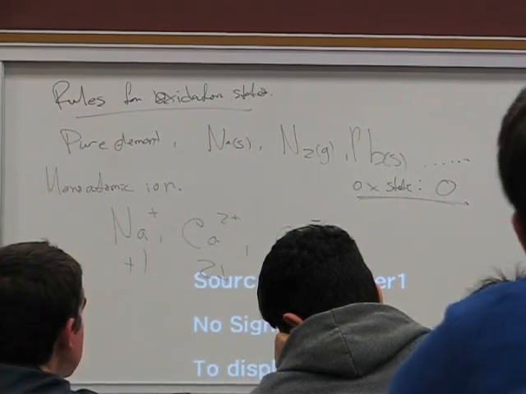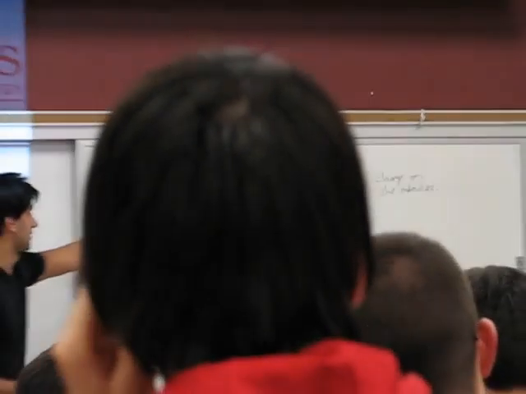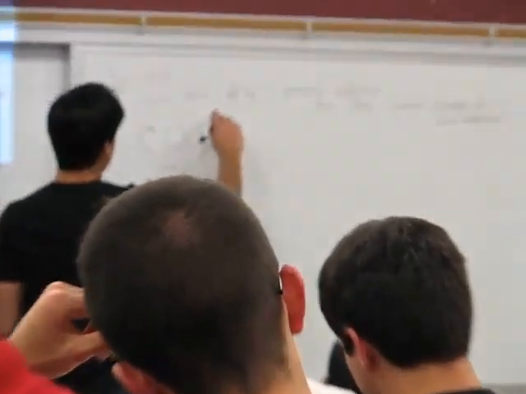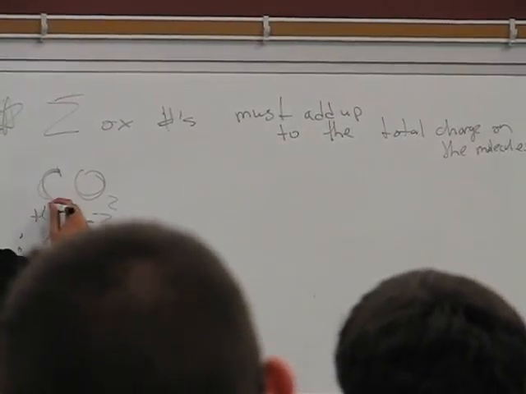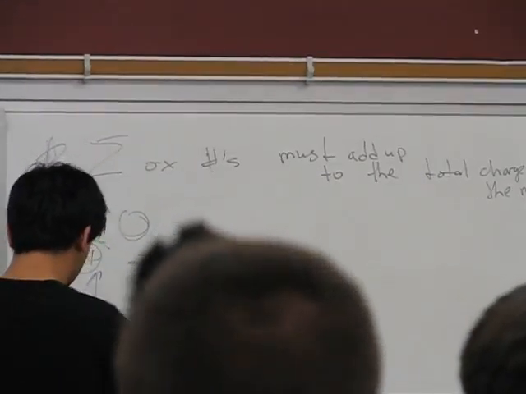And now, this molecule, does it have a charge or is it neutral? CO2 is neutral, there's no charge here. So the sum of the oxidation states must be equal to 0. Therefore, this must be a positive 4. Carbon must have a positive 4.